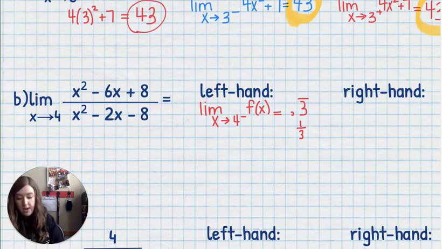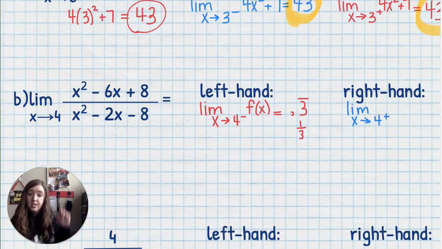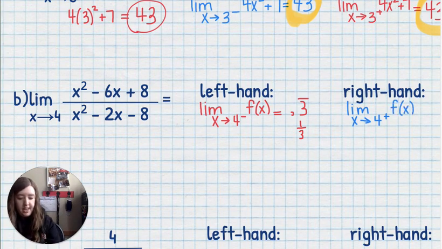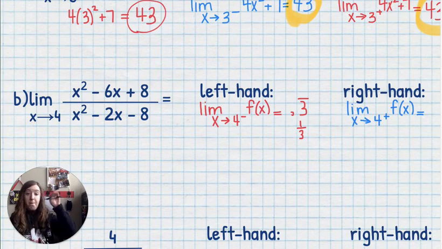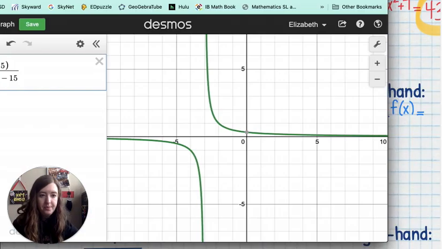Then we'll look at our right-handed limit. The limit as x approaches 4 from the right, so we have a little plus sign up in the corner of that function f of x. So now we're going to plug in things that are a little bit bigger than 4.